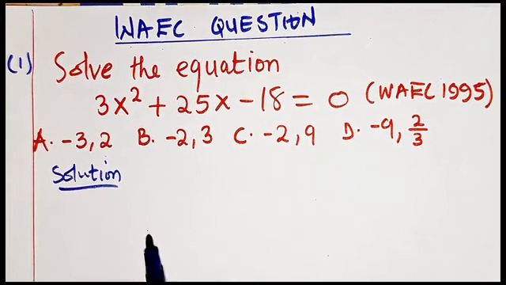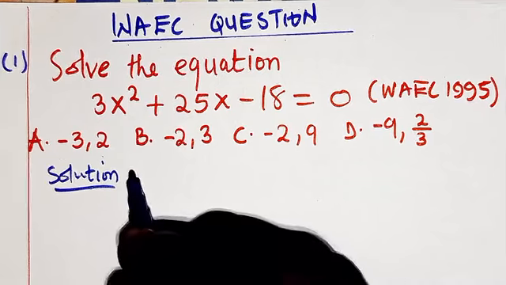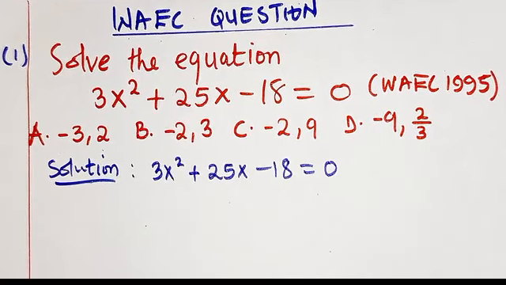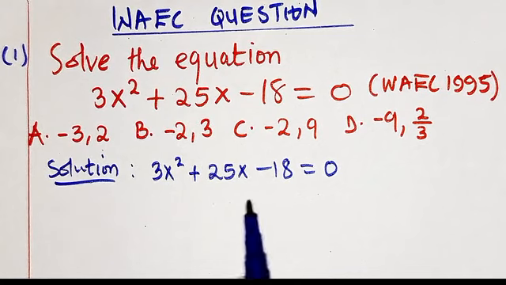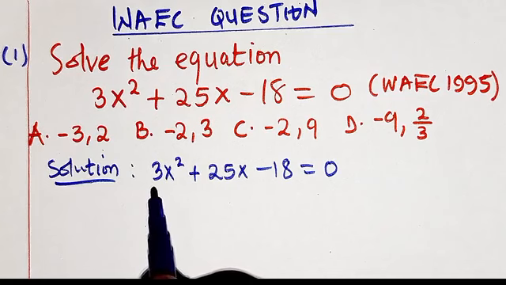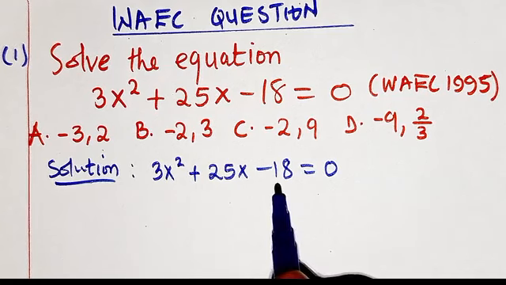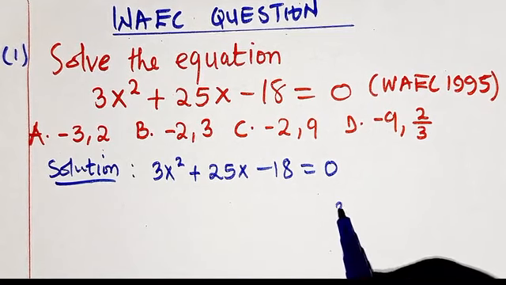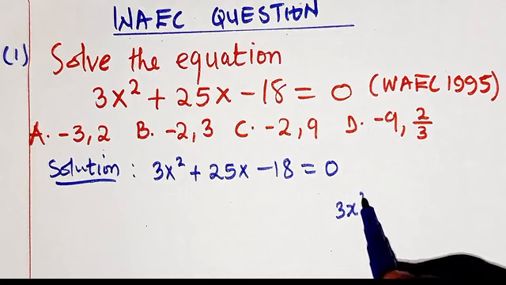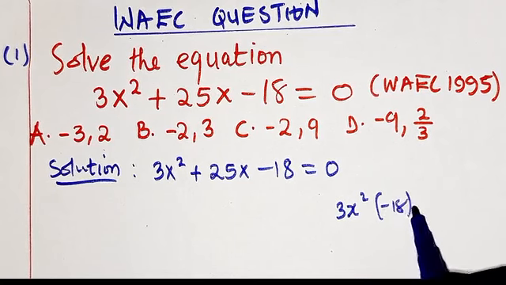Alright, so from here we start the solution. We have this equation here and we want to solve it. We are going to be solving this by factorization. To factorize this, we pick the first term and the last term. That is, I will multiply 3x squared by minus 18.